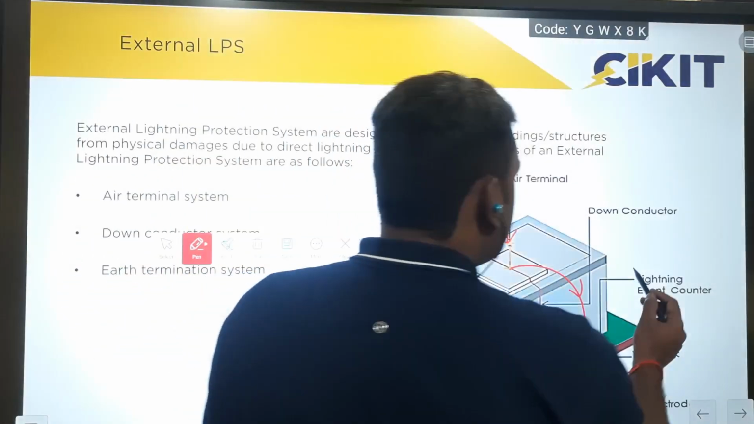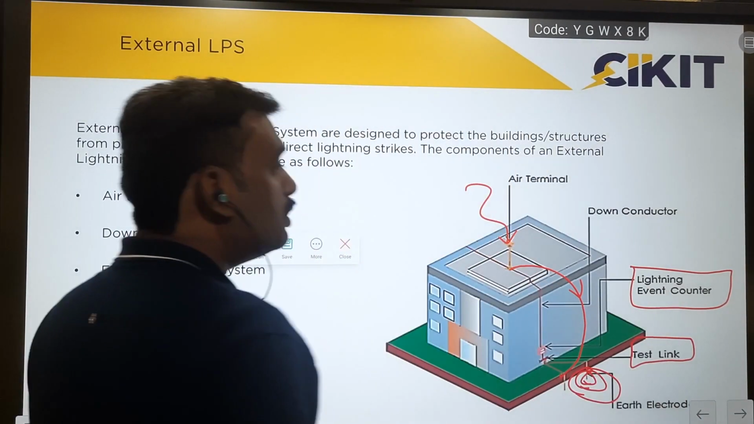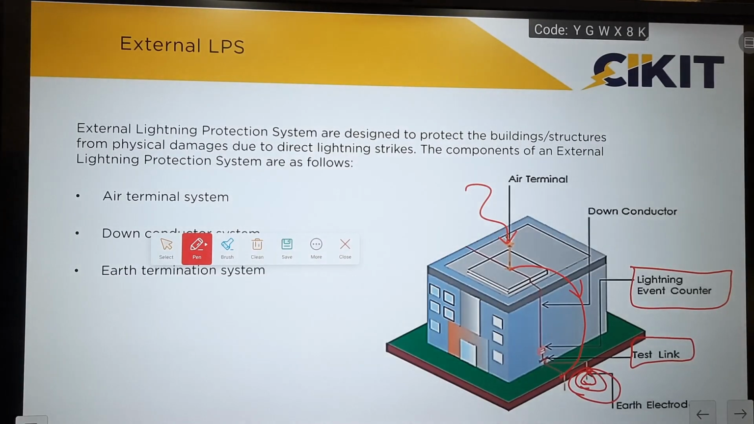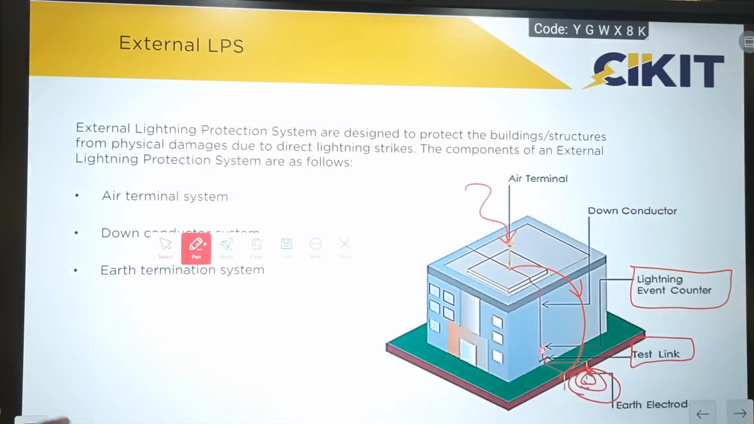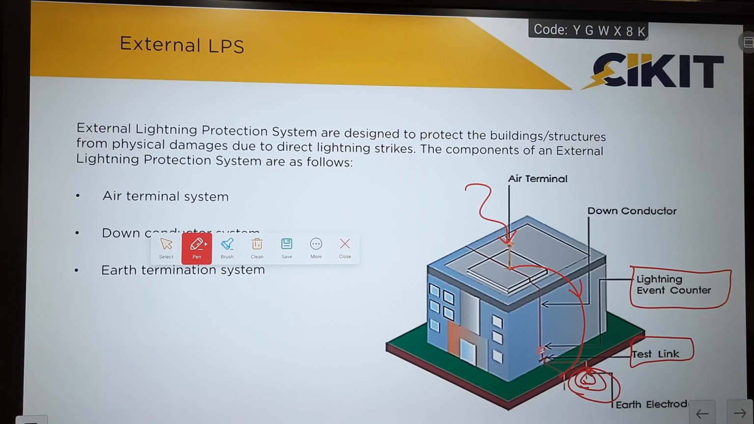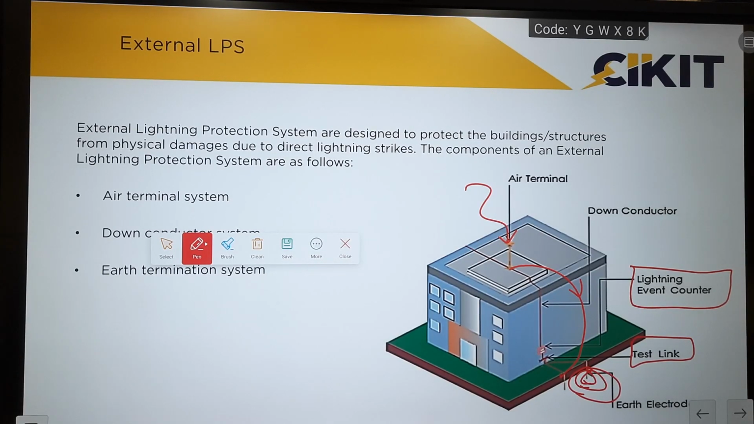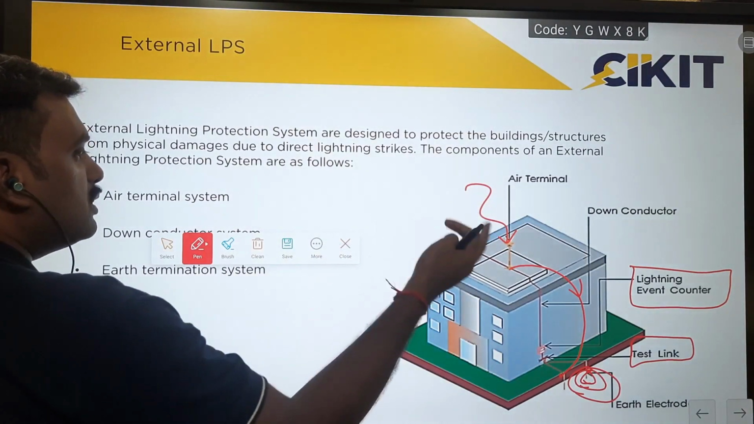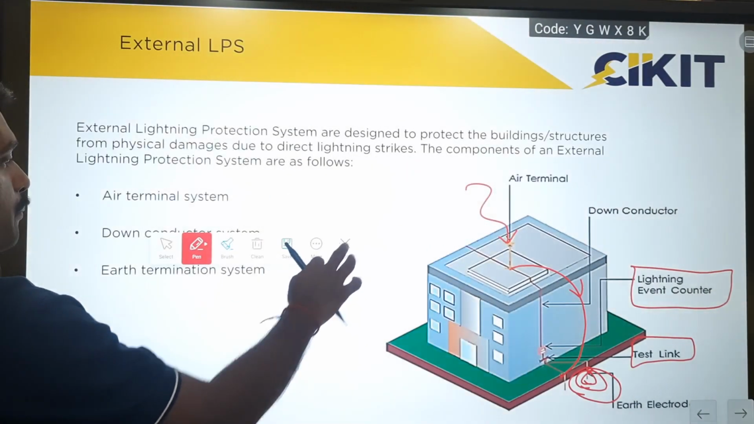There are two more optional items. One is the lightning event counter, and one is testing. The purpose of the lightning event counter is just to register the number of impulses captured by the lightning air terminals. And the purpose of testing is to check the condition of the earth terminations and to check the continuity of the down conductors. Its main purpose is to check, that is inspection. So the lightning event counter and testing are optional items, whereas the other three are mandatory.